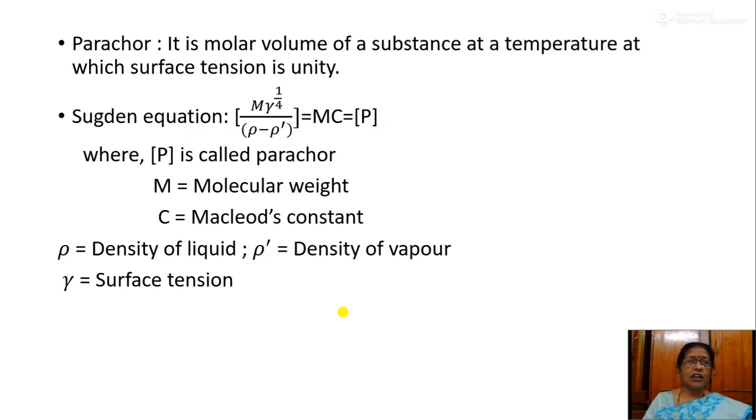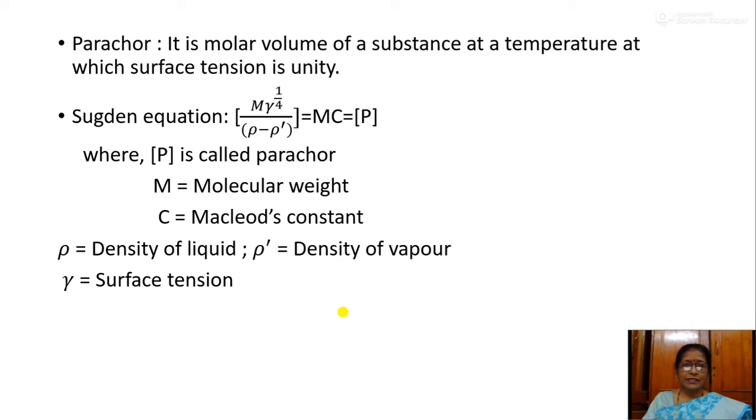Next we'll see what is called Parachor. Parachor is the molar volume of the substance at a temperature at which surface tension is unity. Unity means it is 1. When the surface tension is 1, the molar volume of the substance at that temperature will be equal to the Parachor. Now this is also called the Sugden equation.